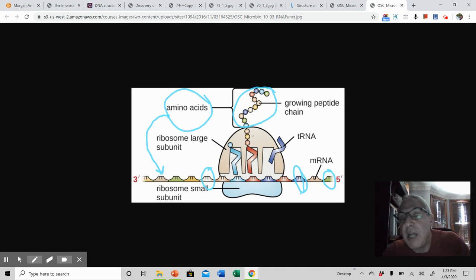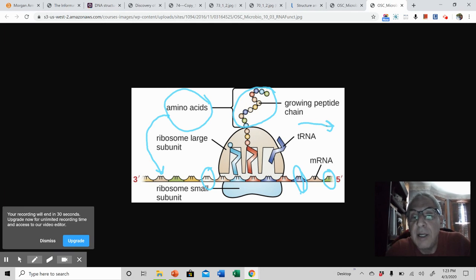And what it does, it runs down this chain, and it keeps adding these amino acids to make a peptide, and then it connects those peptides and forms proteins, polypeptides or proteins.